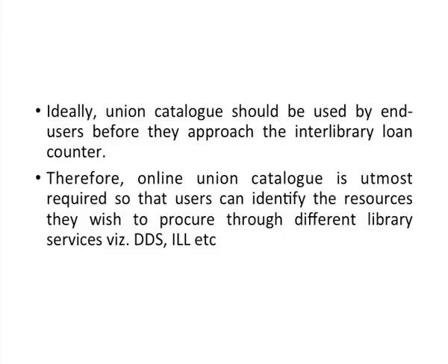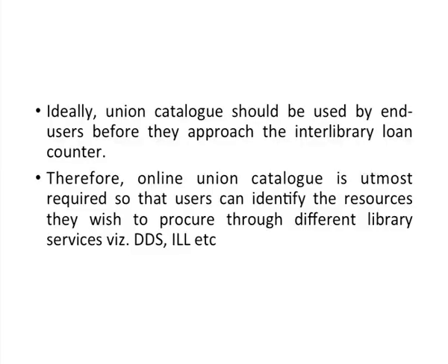Public access to the Union Catalogue is also imperative, because not only library staff but also the end user can more readily identify potentially valuable interlibrary loan as well as other transactions. Ideally, the union catalog should be used by the end user before they approach the interlibrary loan counter of their respective libraries. That is very much required, because the user needs to understand what other libraries have. At the same time, library staff also need to understand what other libraries have while providing services.